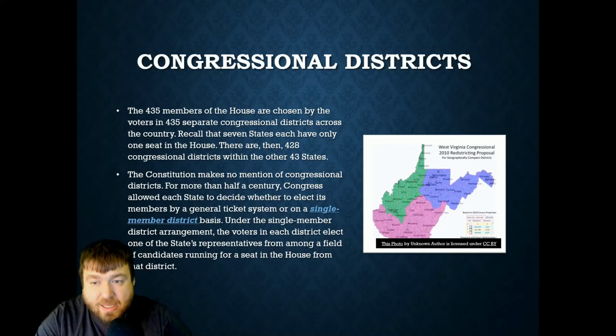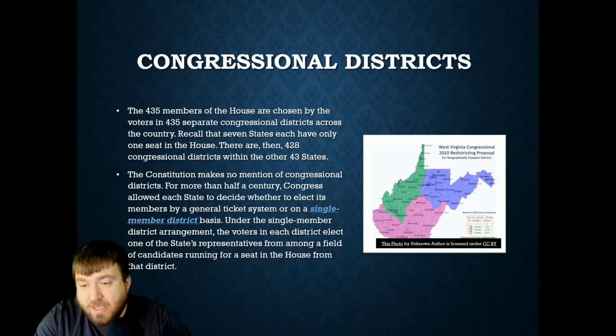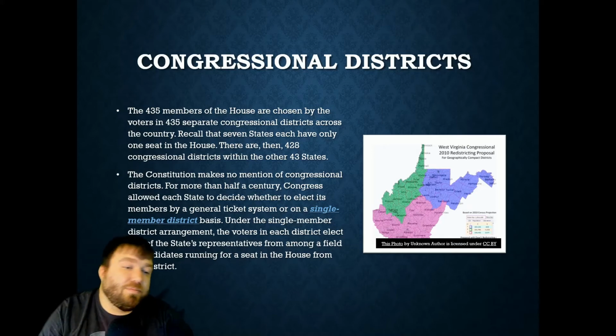It's not like that. It's just what they're called. It's just to make it simple. So we are part of the 2nd Congressional District of West Virginia. All right. Back over here.